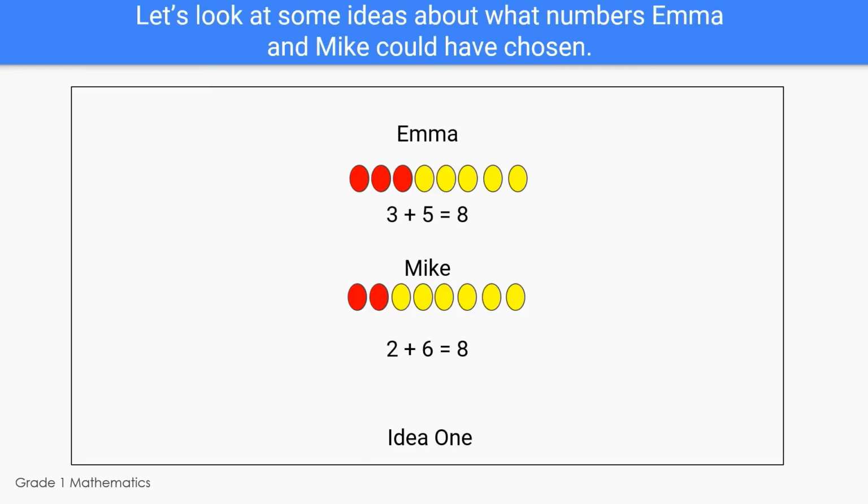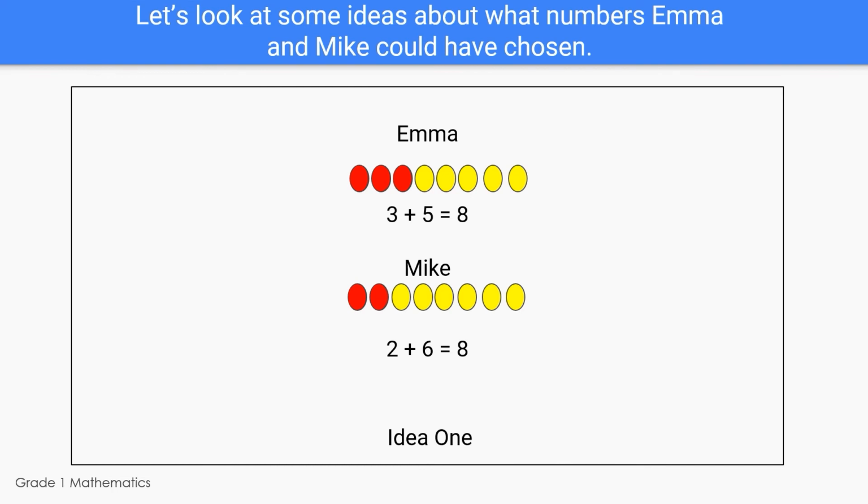With idea 2, we can see Emma chose to add the numbers 3 and 5 to make 8, and Mike did 8 minus 5 to equal 3. In this idea, Emma did add her two numbers and Mike subtracted his two numbers. But this can't be our answer because they didn't get the same amount. Emma got 3 plus 5 to get the amount of 8, and Mike did 8 minus 5 to get the amount of 3. Emma's amount of 8 is not the same as Mike's amount of 3.